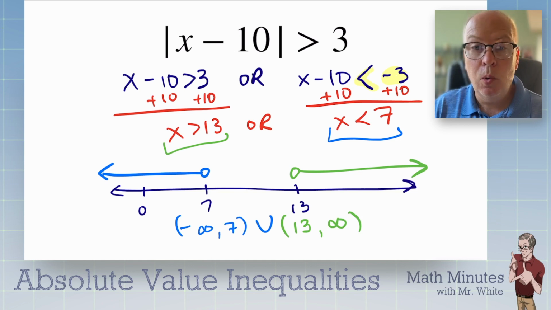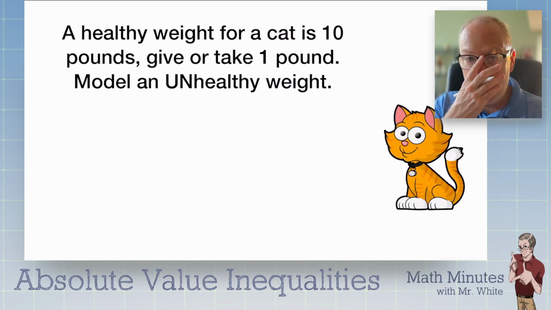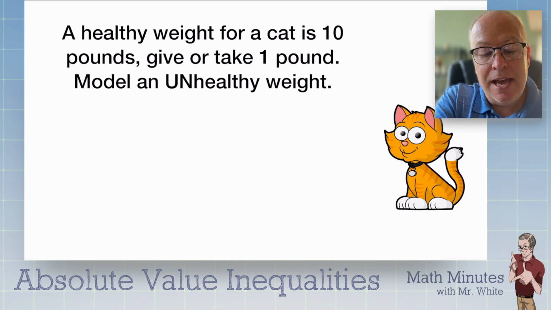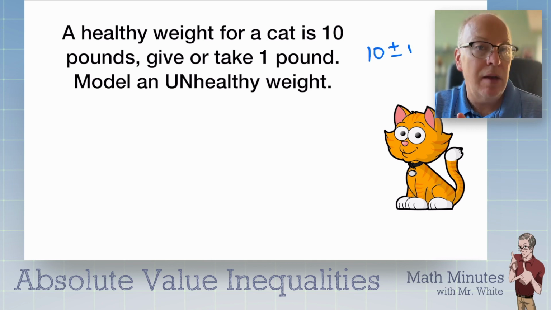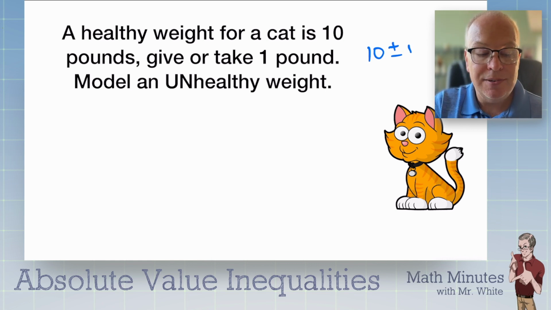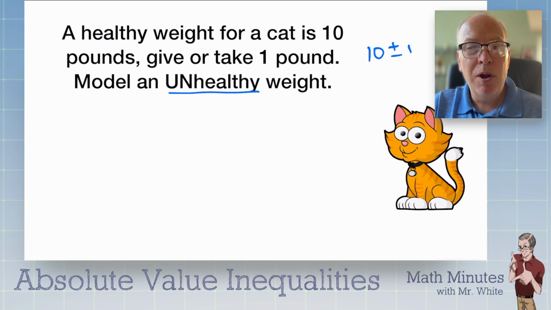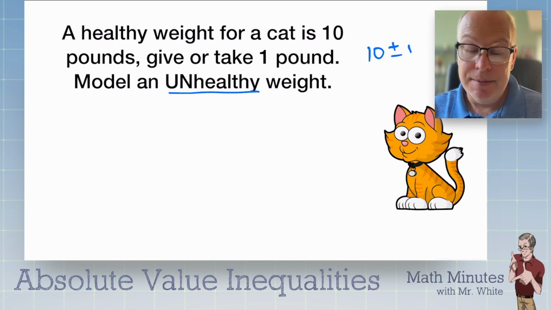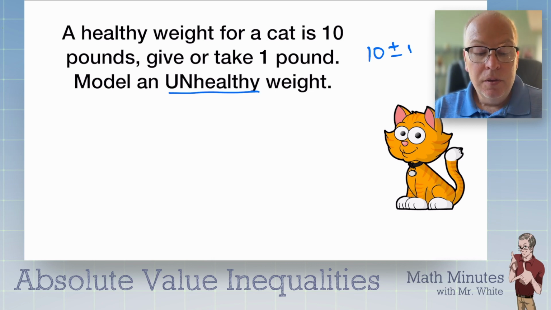All right, I have one more slide, and again, it's a word problem. I actually found this one online. I thought it was a decent one. A healthy weight for a cat is 10 pounds plus or minus 1. So from 9 to 11, right? So how do we express an unhealthy weight? One of my students today said her cat was 26 pounds, and that's just insane in my opinion. I can't believe a cat would get that big, but I guess they do.